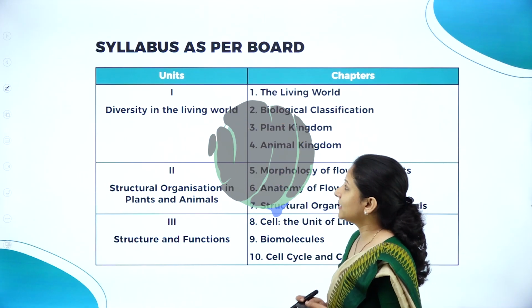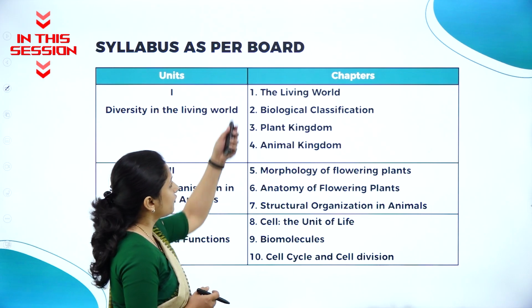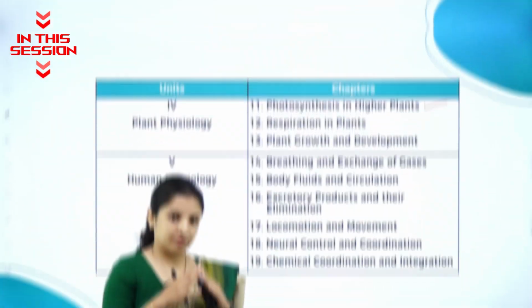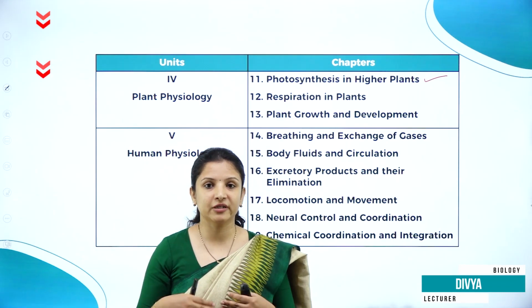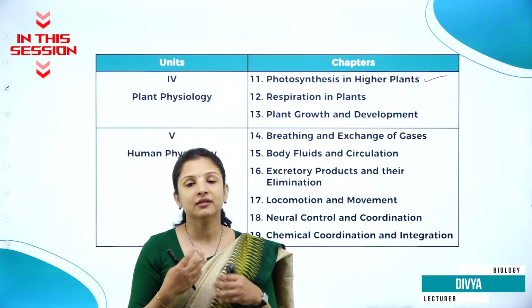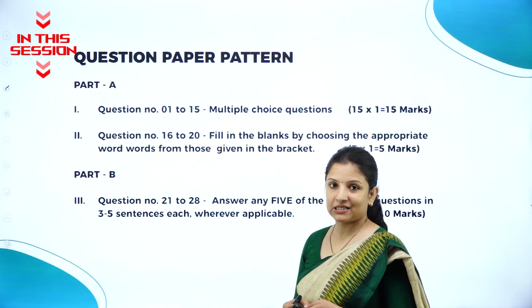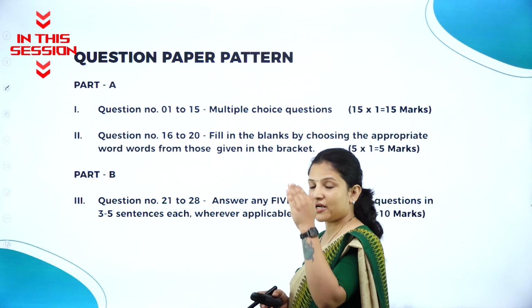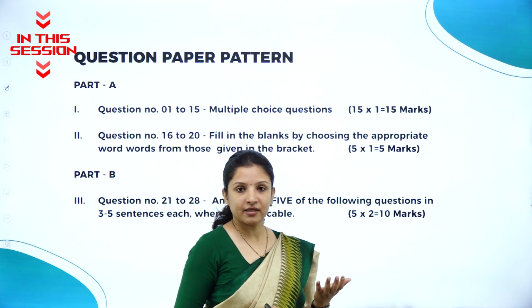The unit 1 is diversity in the living world. So under diversity in the living world, you have 4 chapters that are there. Remember, photosynthesis is not just plants standing in the sun and absorbing the sun and by the chlorophyll pigments and converting into chemical energy and making use of it. Question paper pattern. This is very, very important because you study the entire book and you don't know the pattern of the question paper. Reading the entire book is a waste.